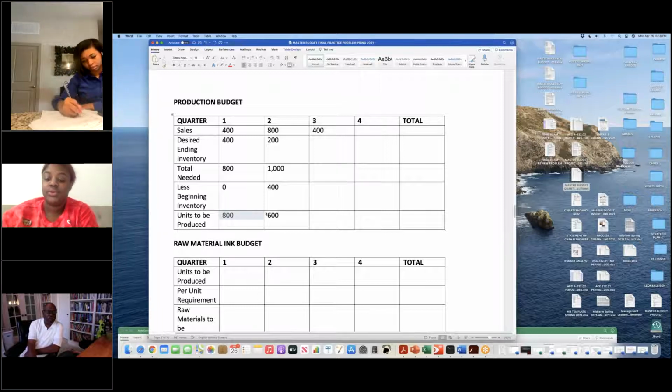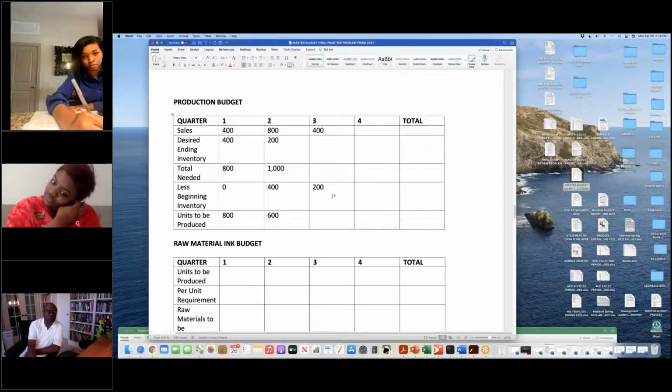Where did you get that other 400 from? We brought it from over here. That's a good question. We had a desired ending inventory of 400 from the first quarter. That becomes the beginning inventory the next quarter. That's going to keep happening. So this will be 200 when we get to the third quarter. Oh, okay. I see.